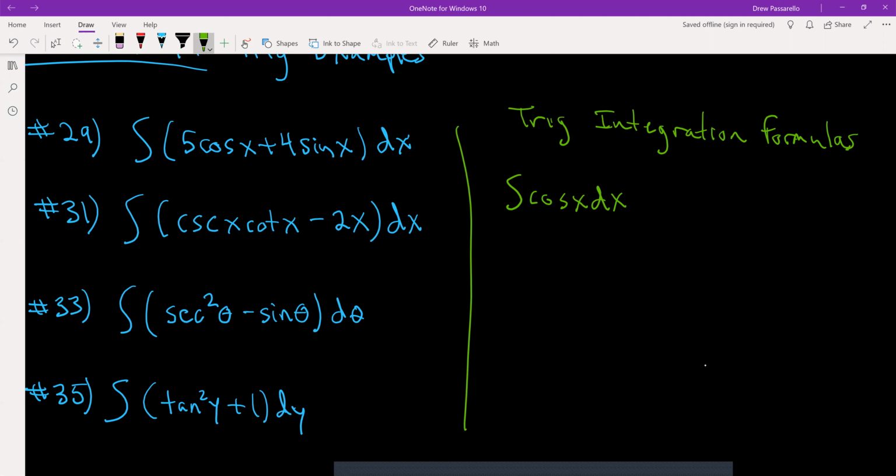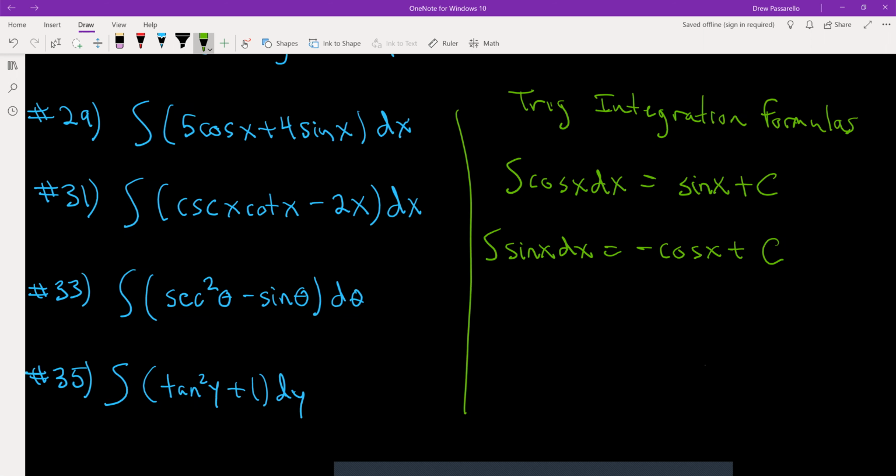So the integral of cosine is going to be sine. The integral of sine is negative cosine. Now notice for sine and cosine, the sign switches for the integration, whereas for the derivative, cosine's derivative is negative sine, whereas the derivative of sine is positive cosine. So the signs are opposite for the integration.